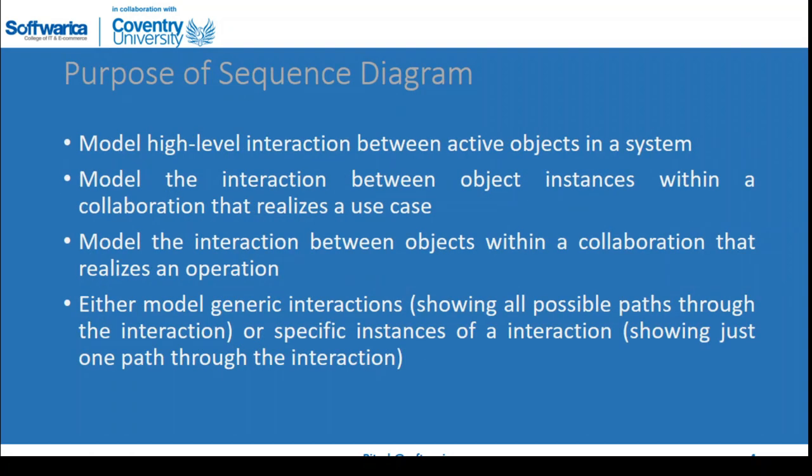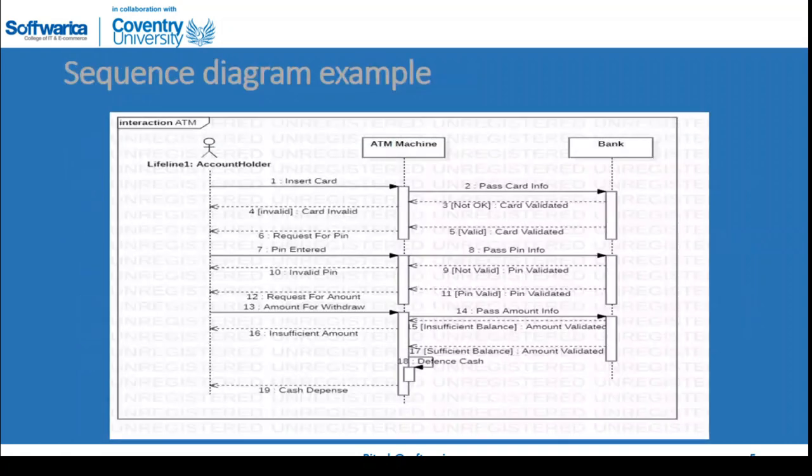The purpose of the sequence diagram: model high-level interaction between active objects in the system. Model the interaction between object instances within a collaboration that realizes a use case. Model the interaction between objects within a collaboration that realizes an operation. Either model generic interaction, showing all the possible paths through the interaction, or a specific instance of interaction, showing just one path through the interaction.